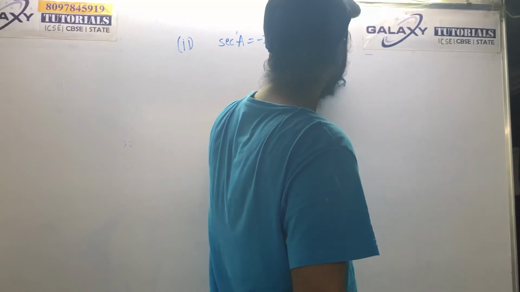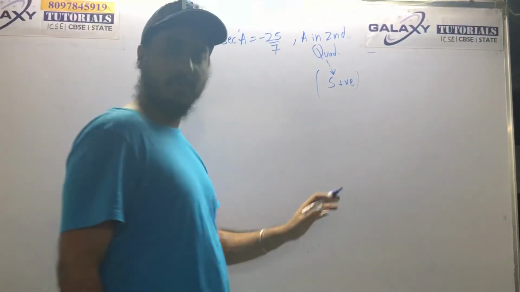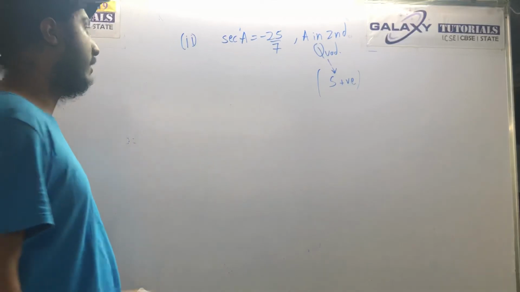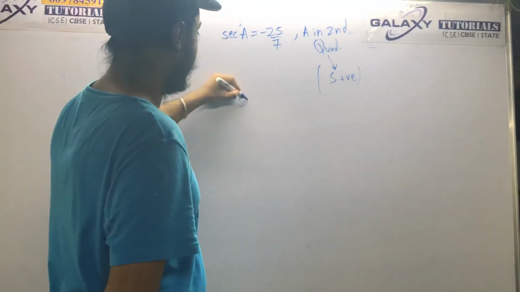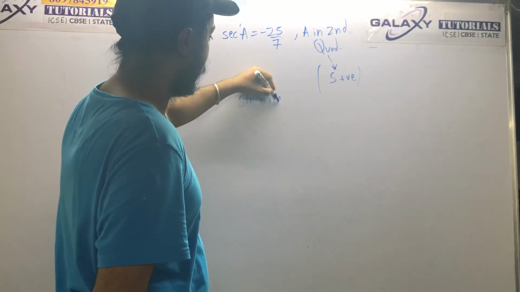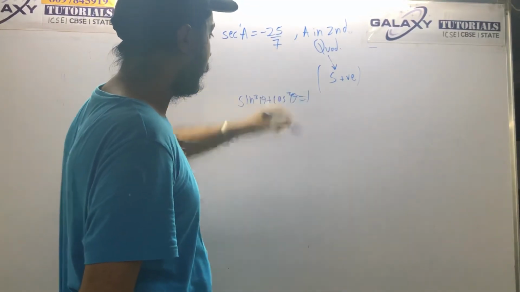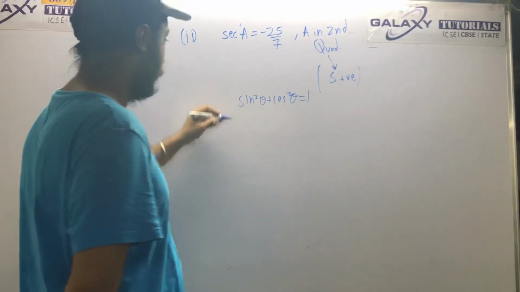S is positive. S means only sine and cosecant are positive. Now, I told you this identity before: sine square theta plus cos square theta is equal to 1. Three identities I told you. The next identity was what?